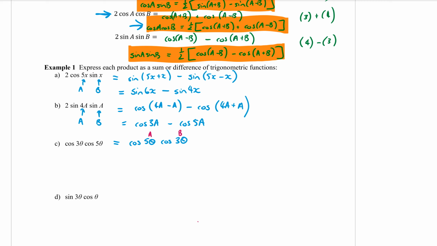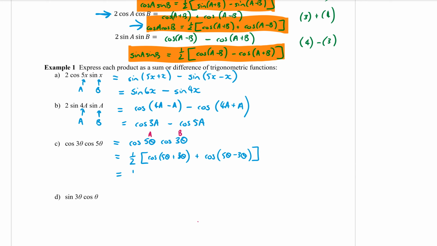All right, so cos 3 theta cos 5 theta, using this expansion, is going to become half, cos of A plus B, which is cos of 5 theta plus 3 theta. Then we have plus cos A minus B, which is 5 theta minus 3 theta. That's where you would have got the negative if we hadn't switched them around.